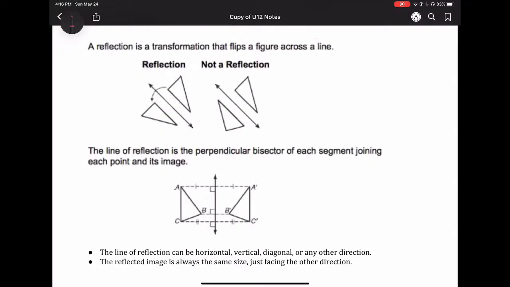The line of a reflection is the perpendicular bisector of each segment joining each point and its image. So we have this line that we are reflecting over, and that line is a perpendicular bisector between the original A and our new point A, the original point B and the new point B, and the original point C and the new point C. The line of reflection can be horizontal, vertical, diagonal, or in any other direction, and the reflected image is always the same size, just facing the other direction.